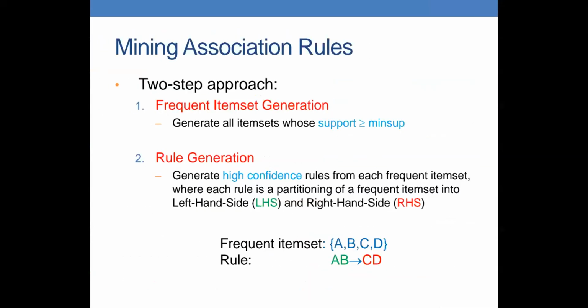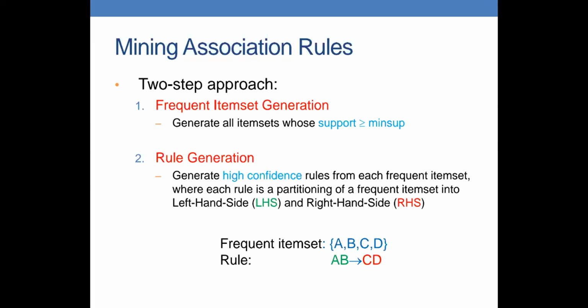Mining association rules is generally a two-step process. First is frequent itemset generation, where support is greater than or equal to minimum support, generating all the itemsets. The second is rule generation, which generates high-confidence rules from each frequent itemset, where each rule is a partitioning of the frequent itemset into a left-hand side and a right-hand side. For frequent itemset A, B, C, D, if AB is there, it implies CD. That is rule generation.